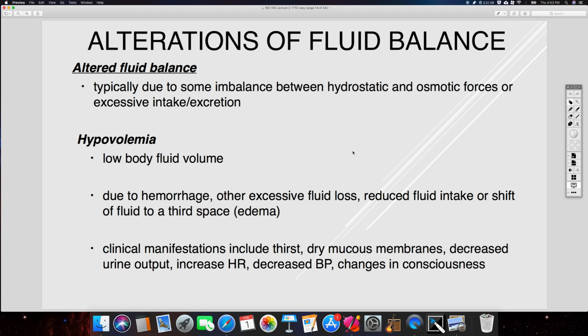Okay, then we talked about altered fluid balance, starting with hypovolemia. So this is just low fluid volume. Can be due to hemorrhage or excessive sweating, not drinking enough water, or if you have a shift of fluid to a third space, which occurs in edema. Clinical manifestations, things like thirst and decreased urine output, dry mucous membranes, drops in blood pressure, and with that, increases in heart rate.